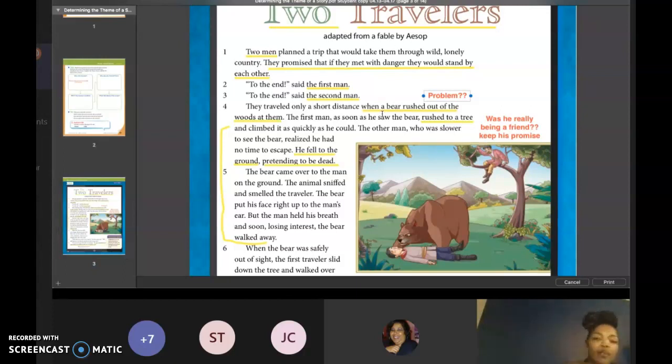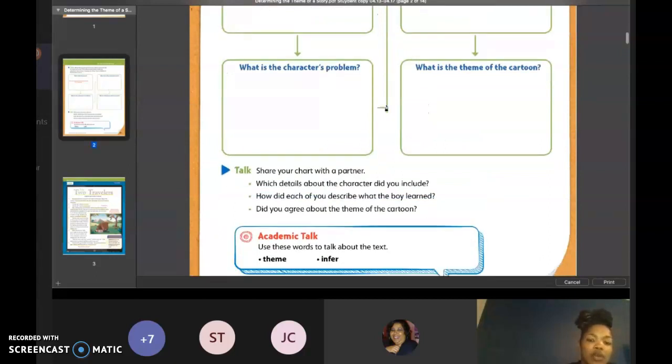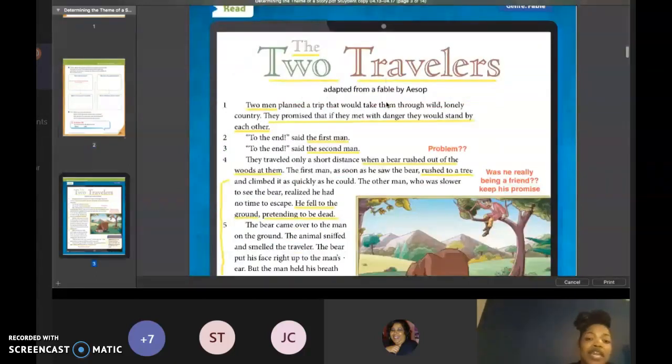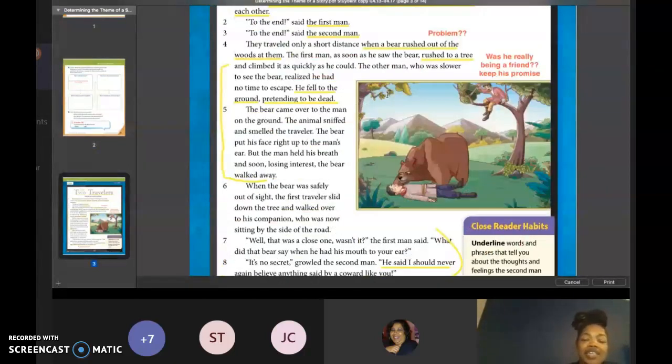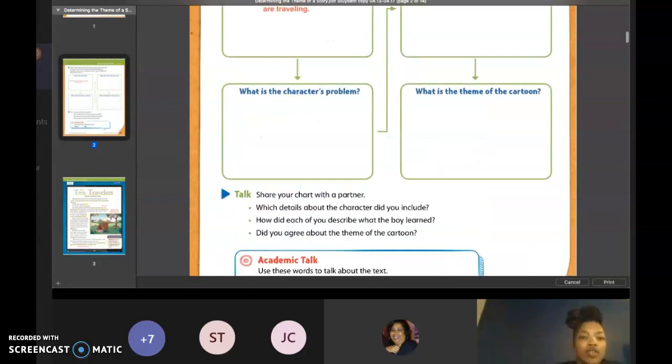So as I write what the problem is over here, someone tell me what the first man was doing. What had the first man immediately done as he saw the bear rushing out of the woods? Somebody in the chat box tell me, what did the first man do? So this is really important that we don't confuse the first man and the second man. So what did the first man do?